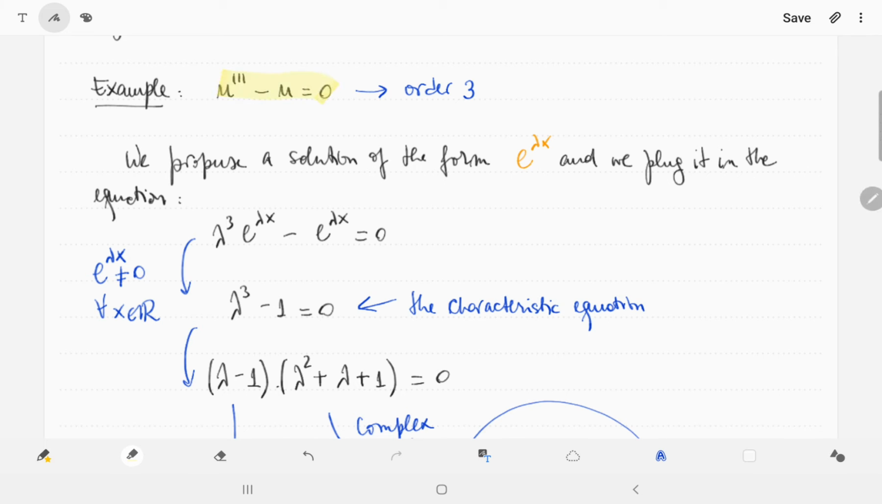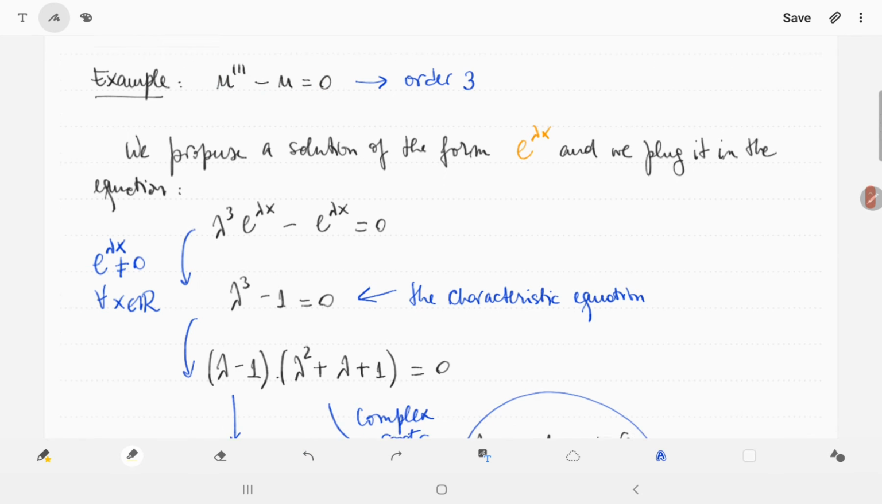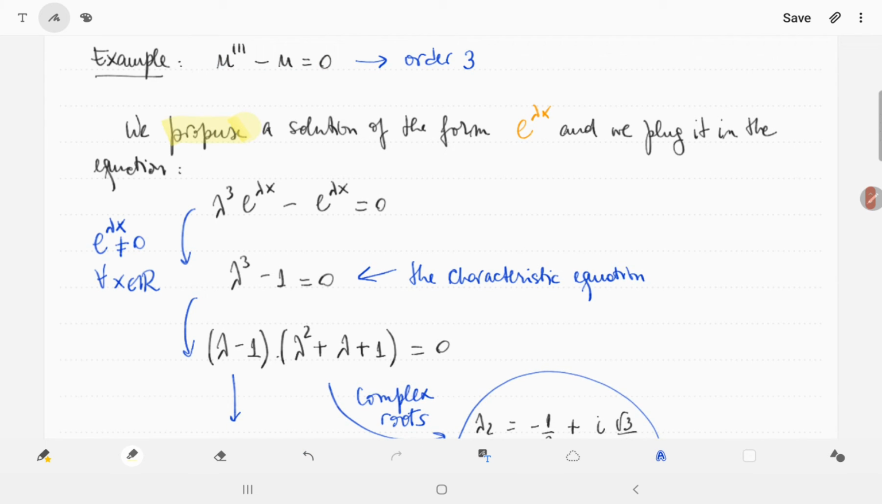We have this third order ODE, and we just try if this exponential e^(lambda x) is a solution of our equation. Which values of lambda verify that this is a solution of our equation? So we do exactly the same. We plug this function in the equation.